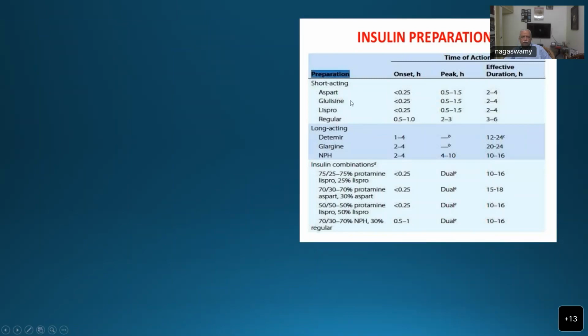So this question they may ask you: what determines the speed of onset of action? For faster action, the insulin should be a monomer. For slower action, it can be a polymer in the form of a hexamer or a decamer or even a pentamer. All these things are available. So that is how they make it a longer acting drug.